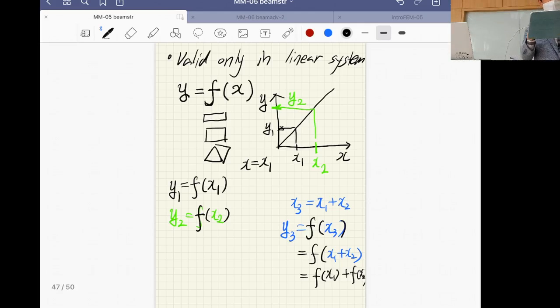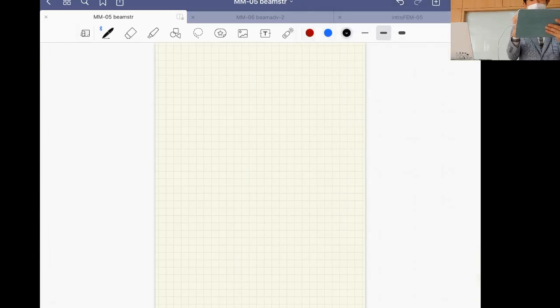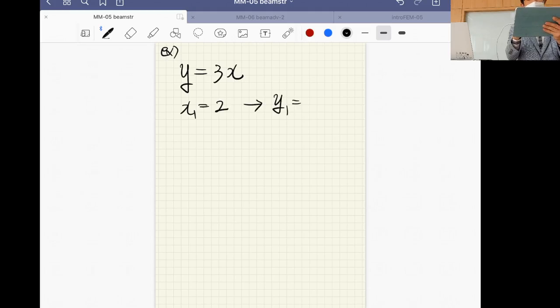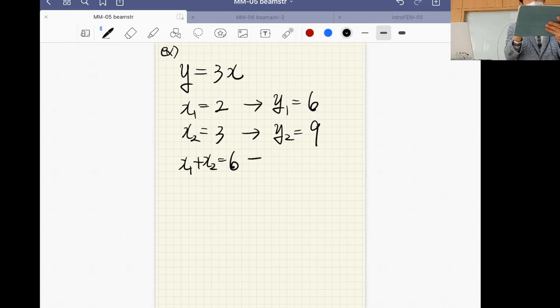So for instance, let's consider an example. Let's say we have a linear system, y is equal to 3x. Let's say x1 is equal to 2. Then y1 is equal to 6, right? And how about x2 is equal to, for example, 3? Then y2 is equal to 9. So let's consider x1 plus x2. This is equal to 5... sorry, 6? Then this is x3, so y3 is equal to, if you put it in here, 18. Is it correct? 18.